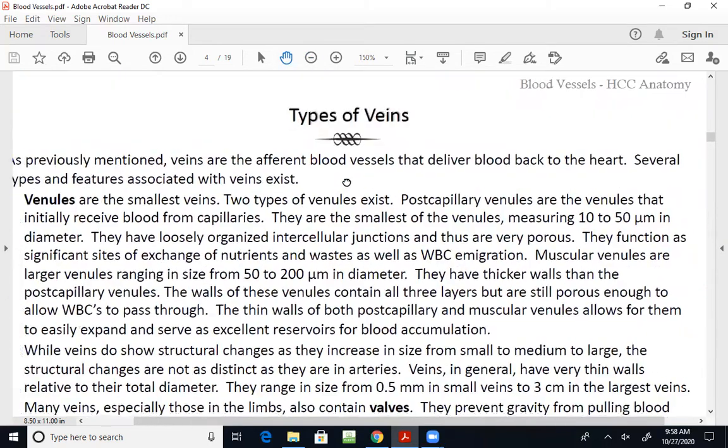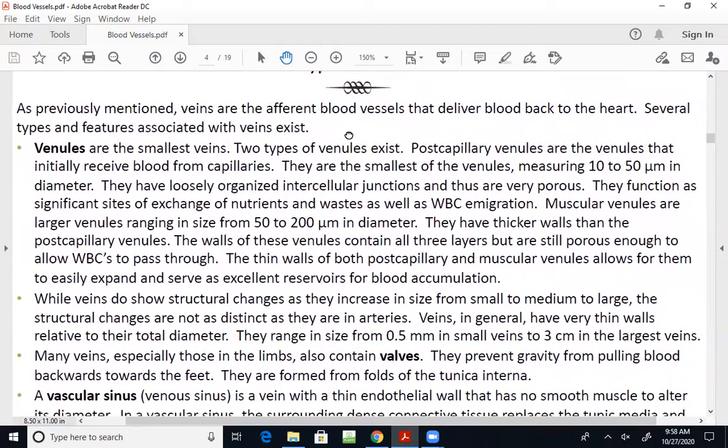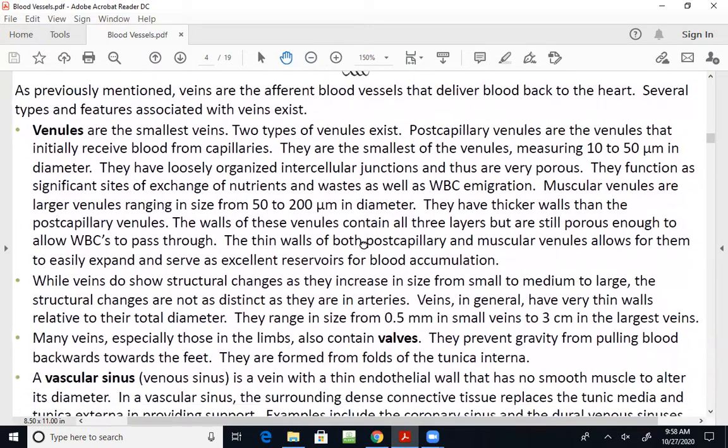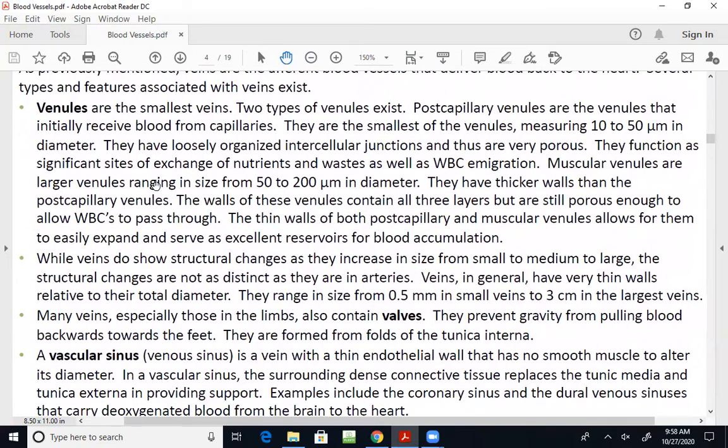Okay. So as previously mentioned, veins are the afferent blood vessels that deliver blood back to our heart. Several types and features associated with veins exist. Let's first talk about venules. The smallest veins, there's actually two types of them, postcapillary and muscular.